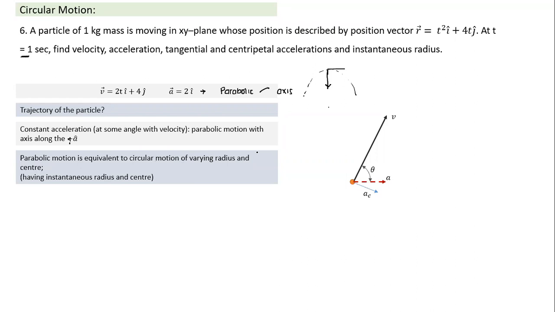To find that, I need to know the velocity vector and acceleration vector at time t = 1. I can easily find the velocity vector at t = 1 second, which is 2 i cap plus 4 j cap. If this is i cap and this is j cap, I can mark my velocity vector at t = 1 second. And which direction is the acceleration? Acceleration is along i cap. So this is the direction of acceleration. We have marked acceleration as well as velocity at t = 1 second.